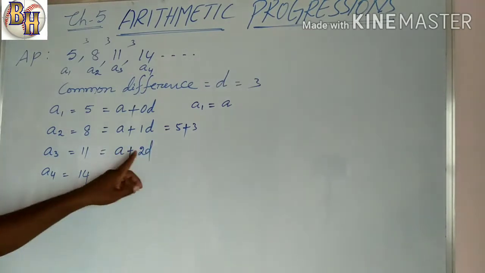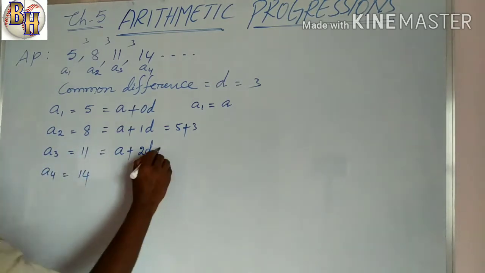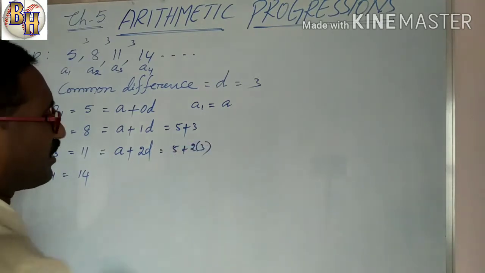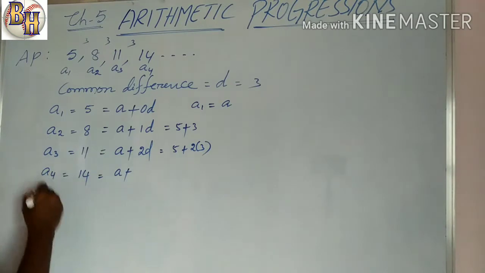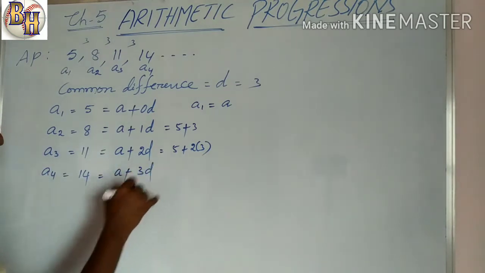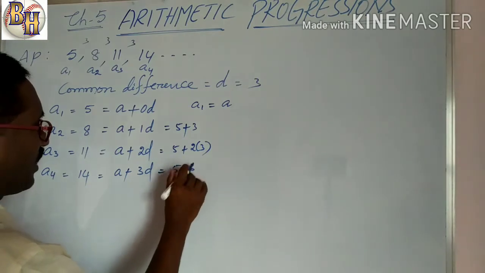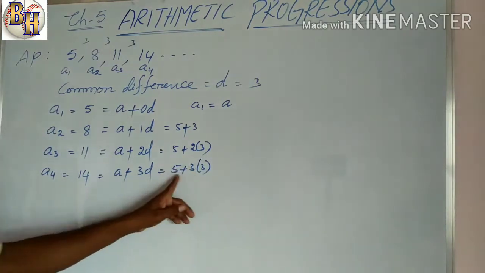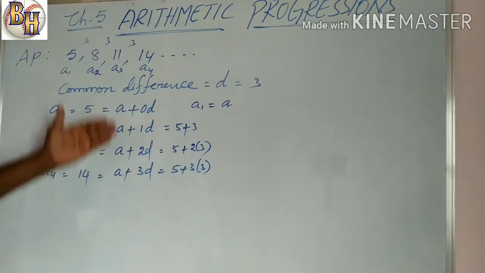How to write? 2 times 3 is 6. 6 plus 5 is 11. That is equal to 5 plus how much? 2 into 3. This one, how to write? A plus 2D. The fourth term, how to write? 3D. That means 5 plus 3 into 3. 3 threes are 9, plus 5 is 14. So what do you understand about this pattern?